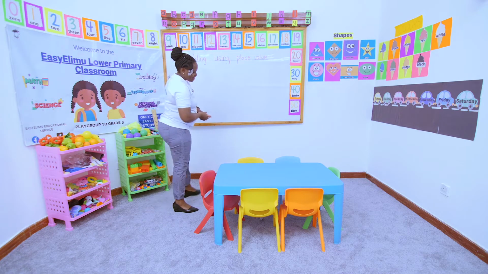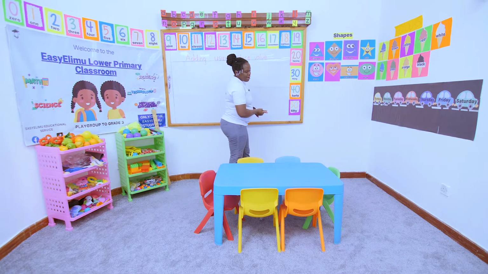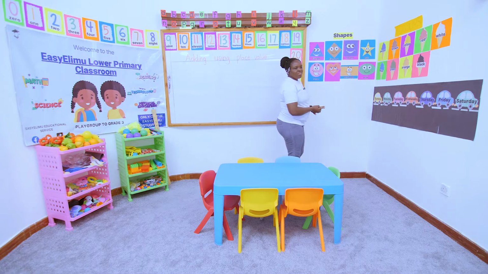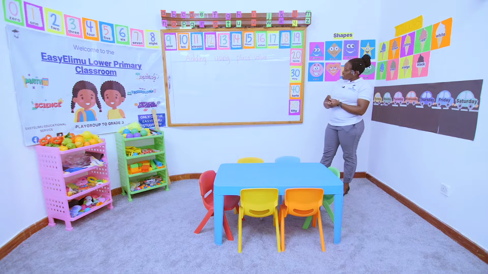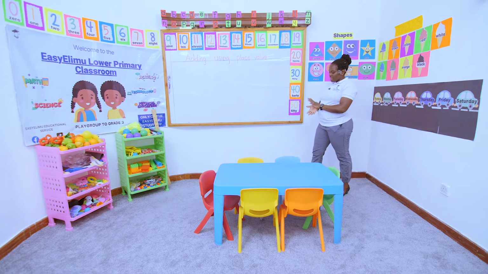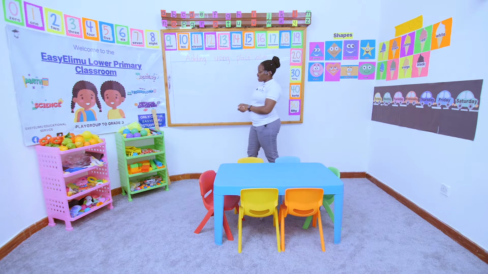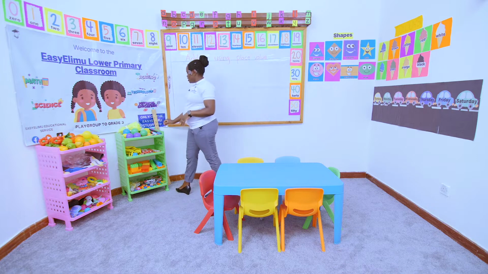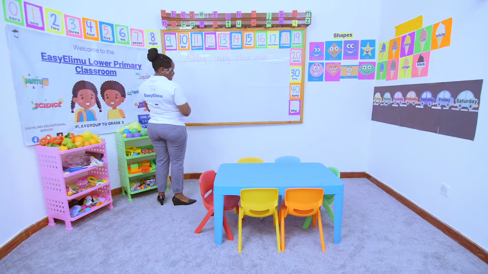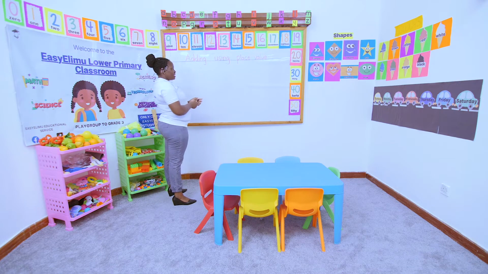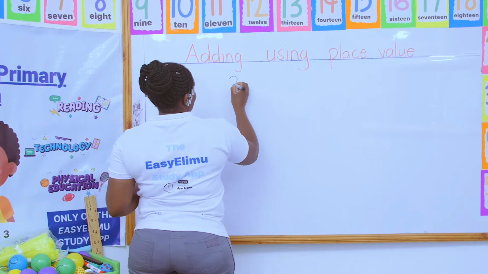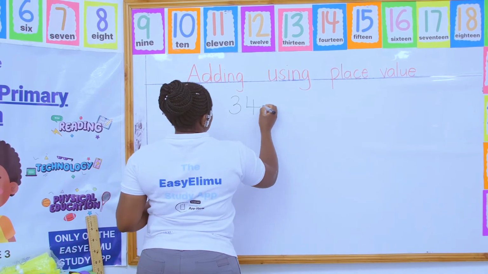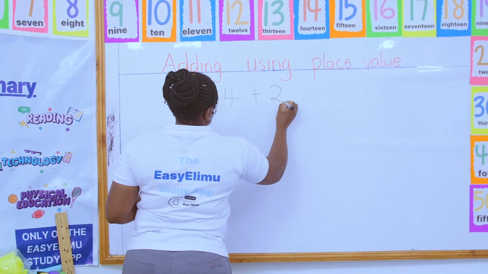We did the place value and I showed you how to do the putting the sticks together, bundles of sticks together and counting in tens. Now today we have been asked to add using place value. And we are adding the 2-digit numbers to a 1-digit number. For example, I've been given here 34 plus 2.